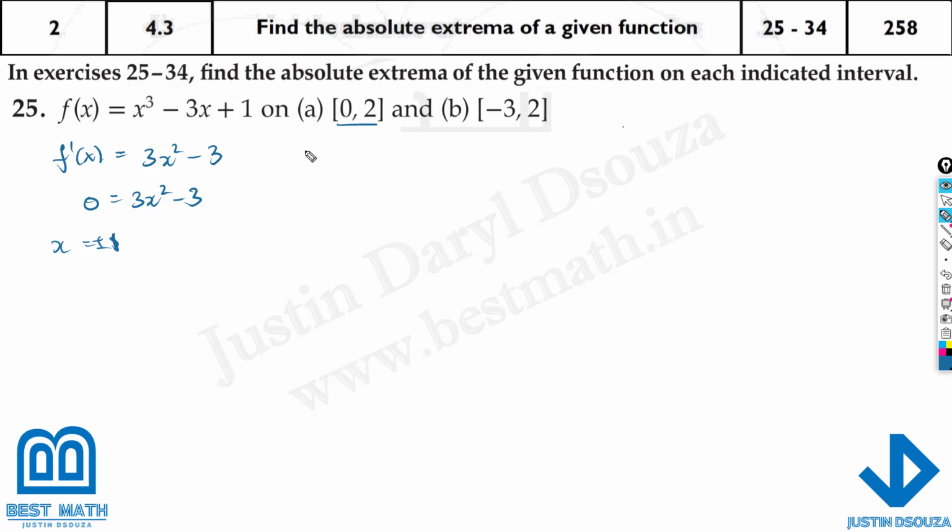Here we have the endpoints, we have the intervals. So the maximum or minimum point can be within these two and the critical number, but it's from 0 to 2. So can it be plus and minus? No, it can only be plus 1. The critical number x can only be plus 1. So here we need to substitute all these three values in the given function, not the derived function, the f of x function, and see which is the maximum and minimum.